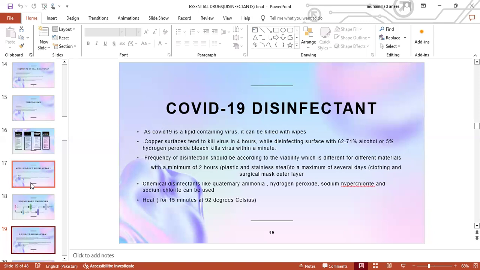Chemical disinfectants are mostly used for disinfection of the COVID-19 virus, which include quaternary ammonium, hydrogen peroxide, sodium hypochlorite, and sodium chloride. Heat can also be used, but it is very important to heat a particular utensil or anything that is infected for 15 minutes at 92 degrees Celsius. Only then will the virus be dead.